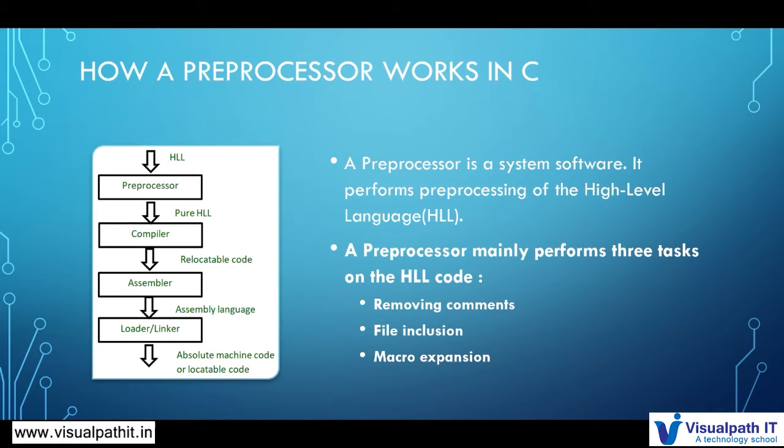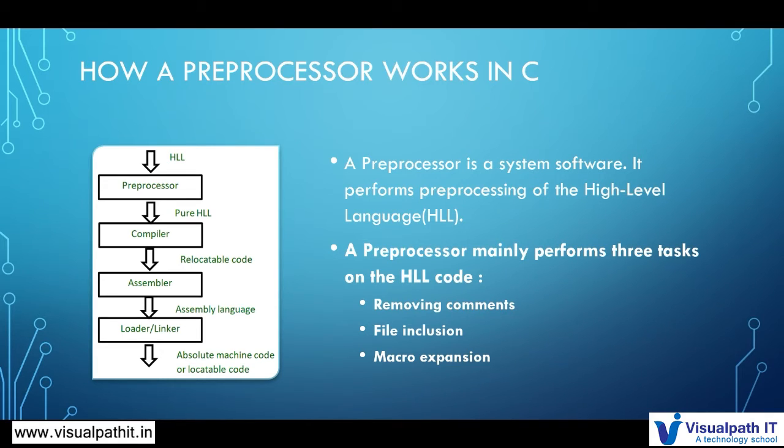In any C program, or any other language, a preprocessor does three things: removing comments, file inclusion, and macro expansion. So what does removing comments mean? It means that any comment that you write is first removed from the code.